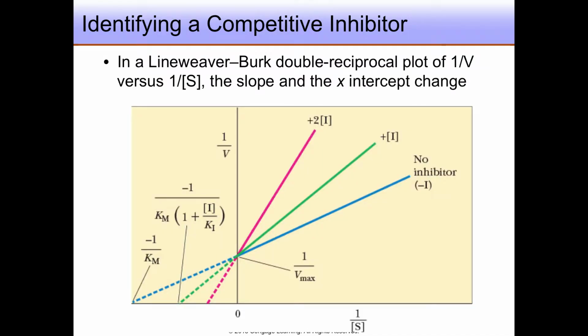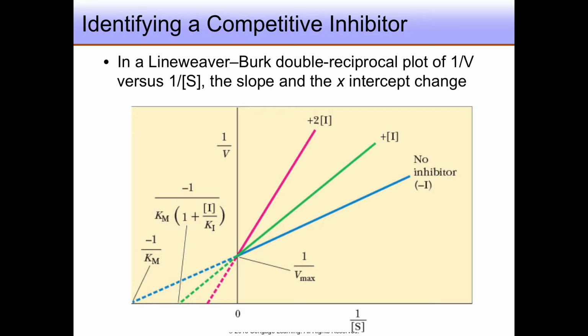Represented here are results typically observed for a competitive inhibitor. The blue curve represents activity in the absence of the inhibitor. The green line is in the presence of a competitive inhibitor, and the red line is the activity observed in the presence of twice the amount of inhibitor. Notice the pattern. All of the lines intersect on the y-axis, so the Vmax is indeed unaltered.